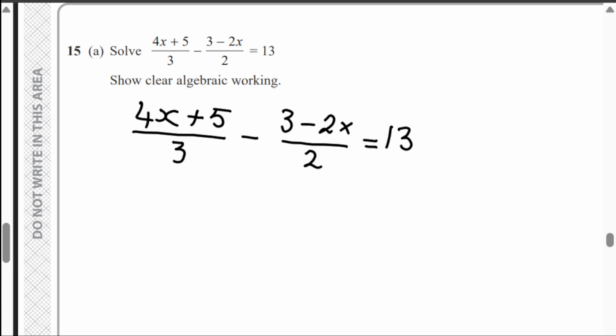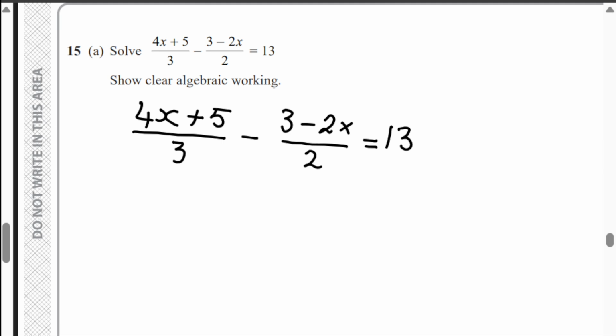Question 15 is 4 marks. This is where everyone struggles. To do this question, there are different ways. What I recommend is to get rid of the denominators. Try not to have these denominators. So how do we get rid of them?